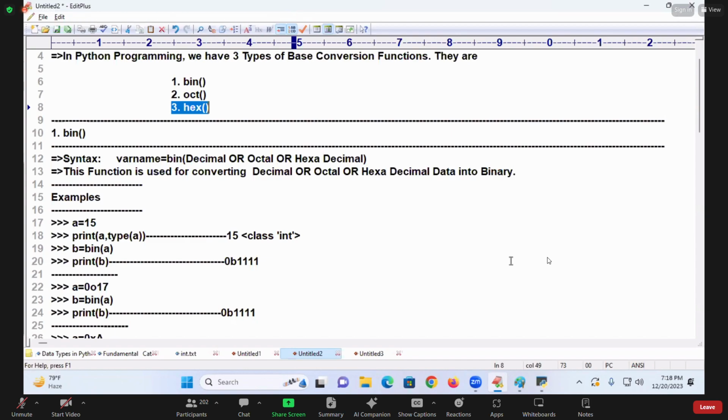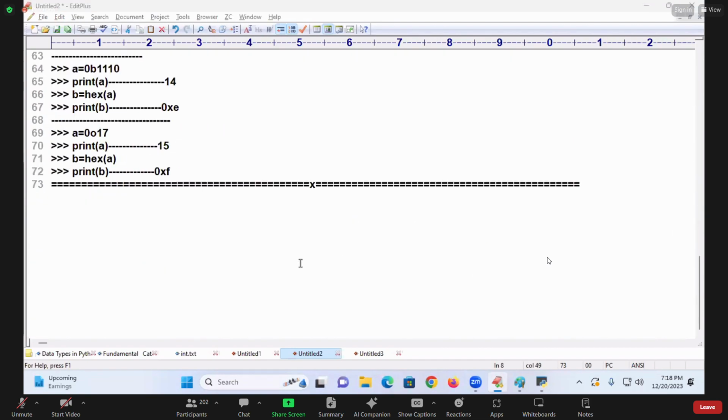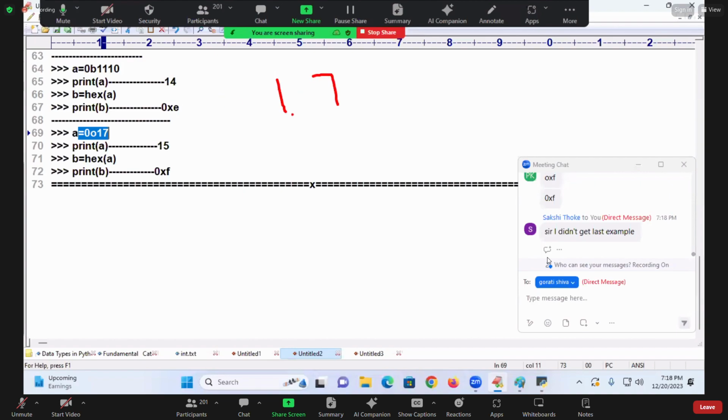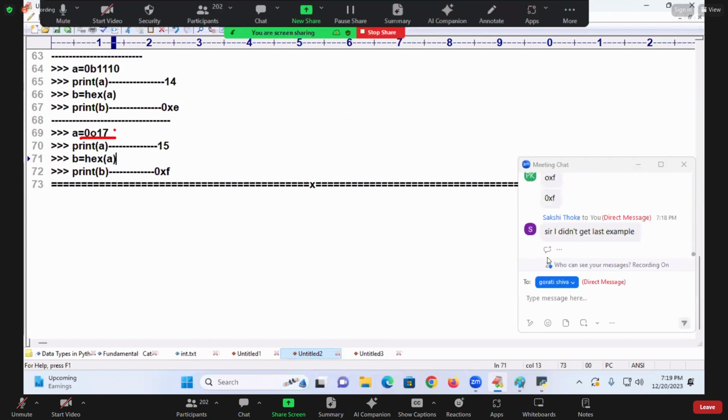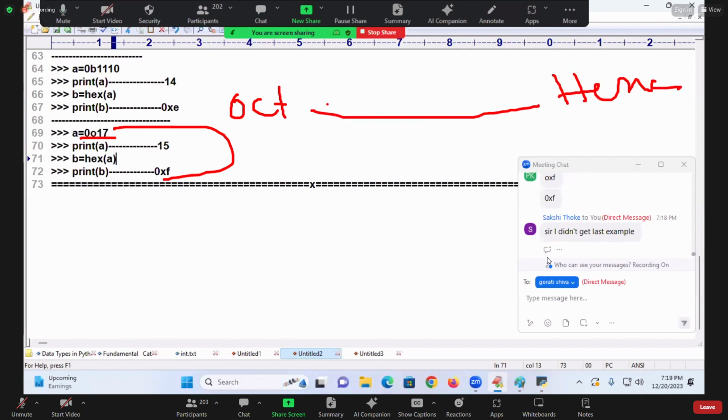So, Sakshi is saying that, sir, the last example I did not get it. What is there in the last example? 0o17. What is 17? It is 8 to the power of... first you need to convert that. Now octal is given. We need to convert into what? Hexa. So I said the technique: octal to hexa, I said convert into what first? Decimal.